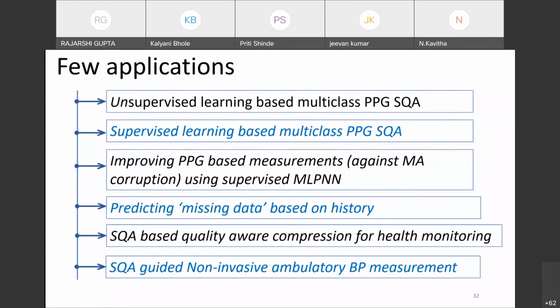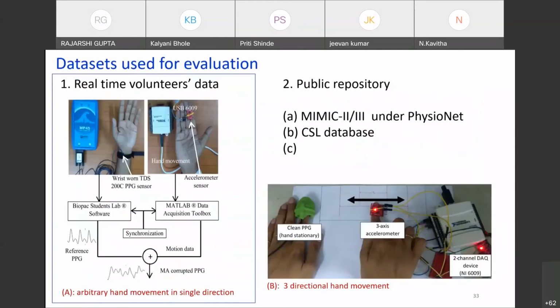So in this part, I will be discussing a few applications. One is unsupervised learning based multi-class PPG signal quality assessment, and another is supervised learning based multi-class PPG signal quality assessment. So most of my discussions will be on PPG, and I will discuss some of the works we have already done in this area. So let us start with the first one.